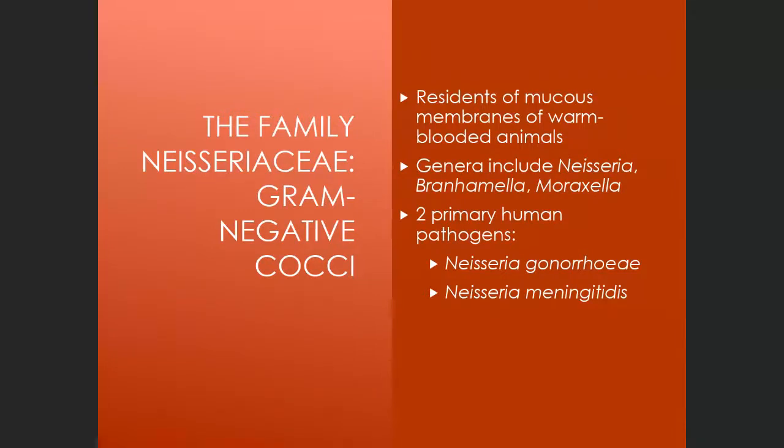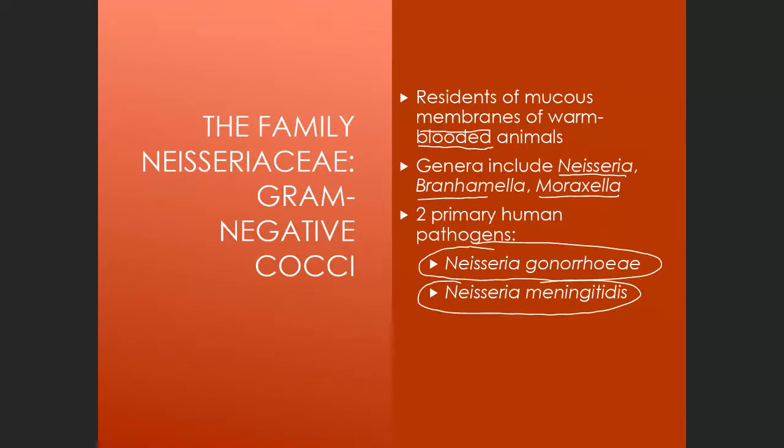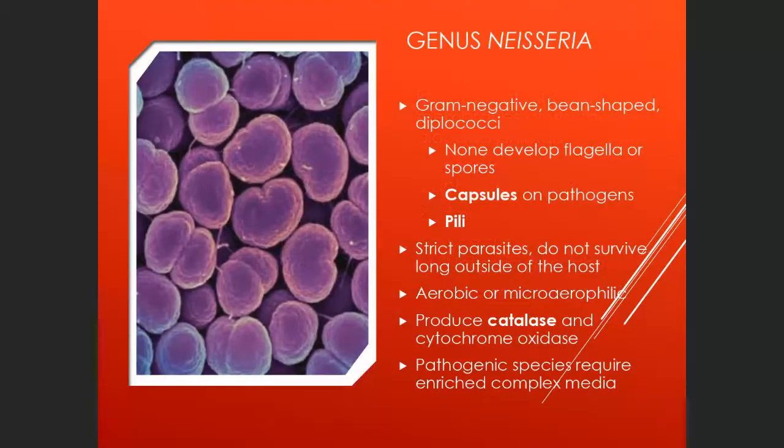Okay, this Neisseriaceae group of bacteria are usually residents of the mucous membranes of warm-blooded animals. So in our mucosal tissue, these bacteria include Neisseria, Branhamella, and Moraxella. And the two primary pathogens to humans are Neisseria gonorrhoeae and Neisseria meningitidis. So these are the two primary human pathogens from this group. So we will focus on these two Neisseria.